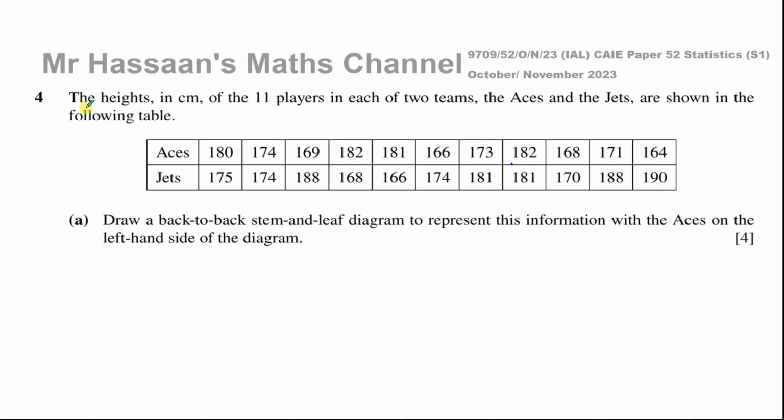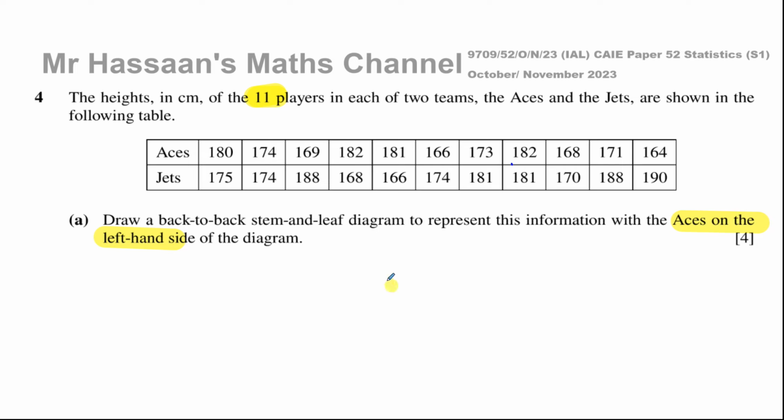We're told about the heights in centimeters of the 11 players in each of 2 teams, the Aces and the Jets, as shown in the following table. One thing that's important is to make sure they're not in order of size, so we have to be very careful when we proceed. Draw a back-to-back stem and leaf diagram to represent this information with the Aces on the left-hand side of the diagram.